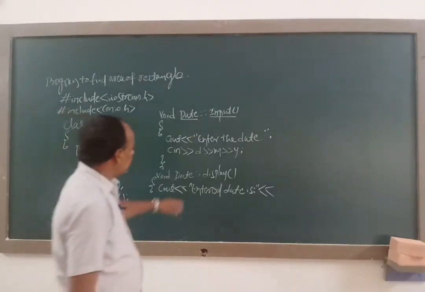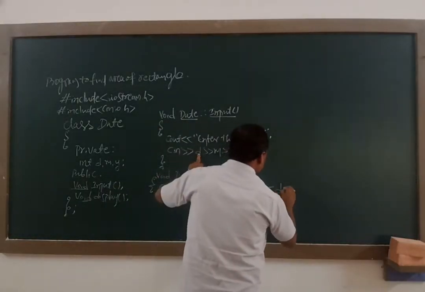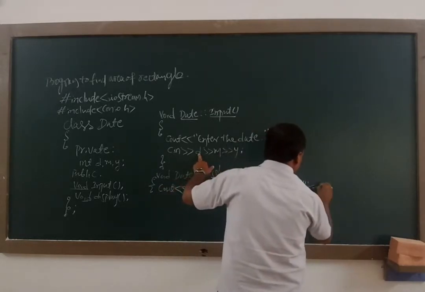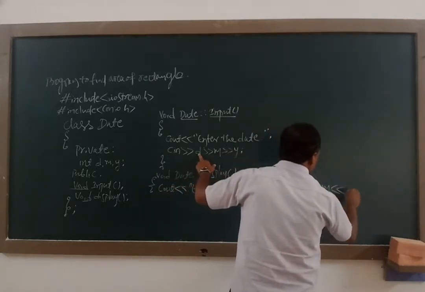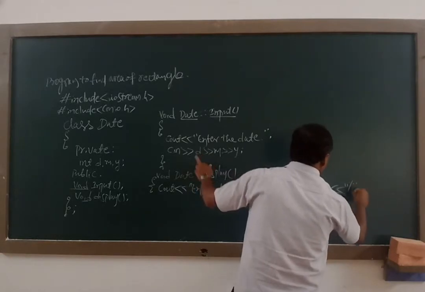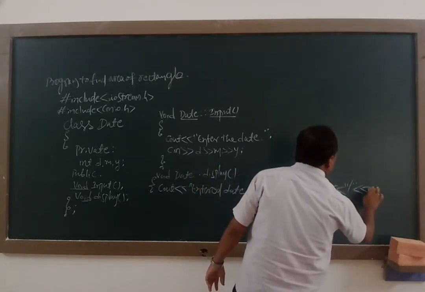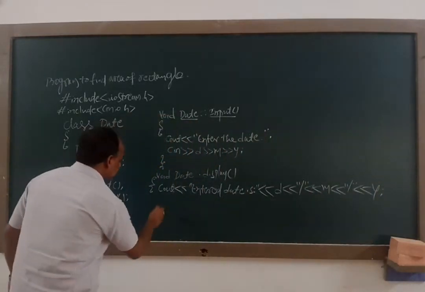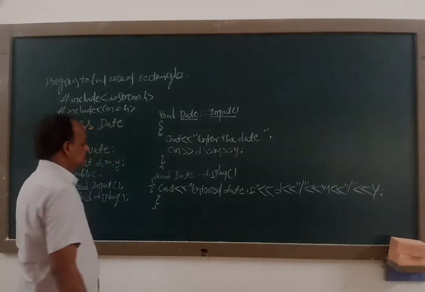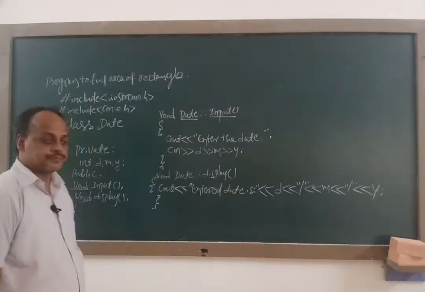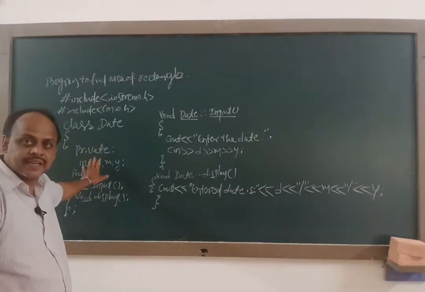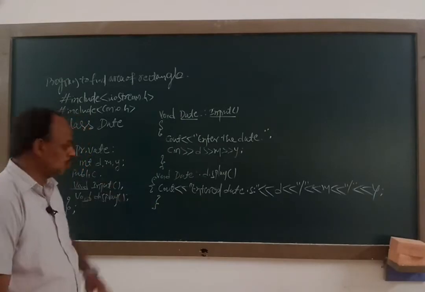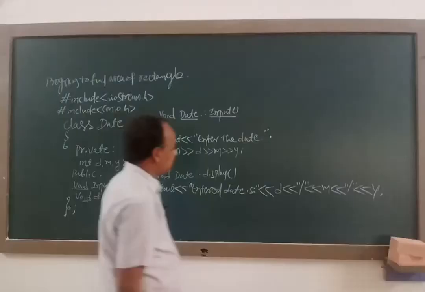What we have to do, we have to print day first, right? Day. Next we need one slash, month, slash, year, right? Then close the class, close this display function. Now what is over? Class declaration is over. Definition for member functions outside the class is over. Now write main function.